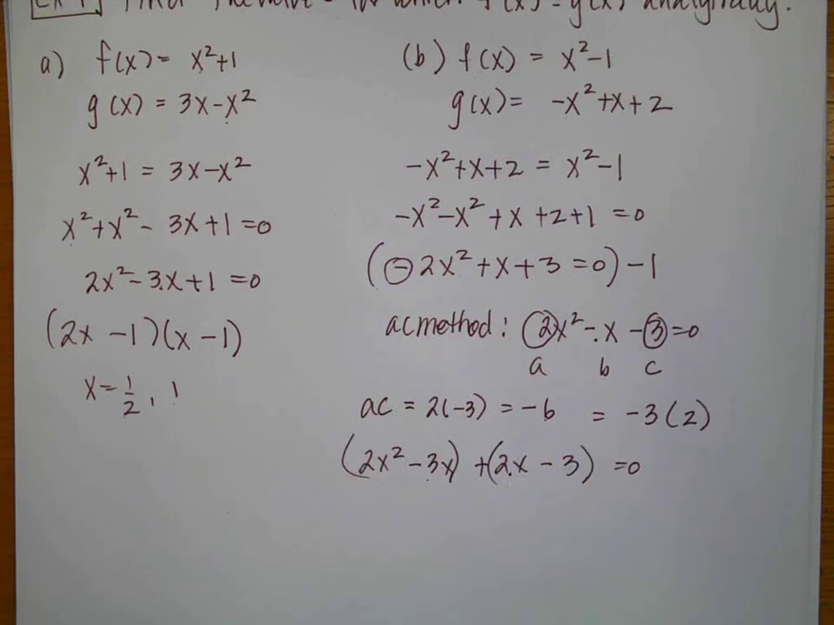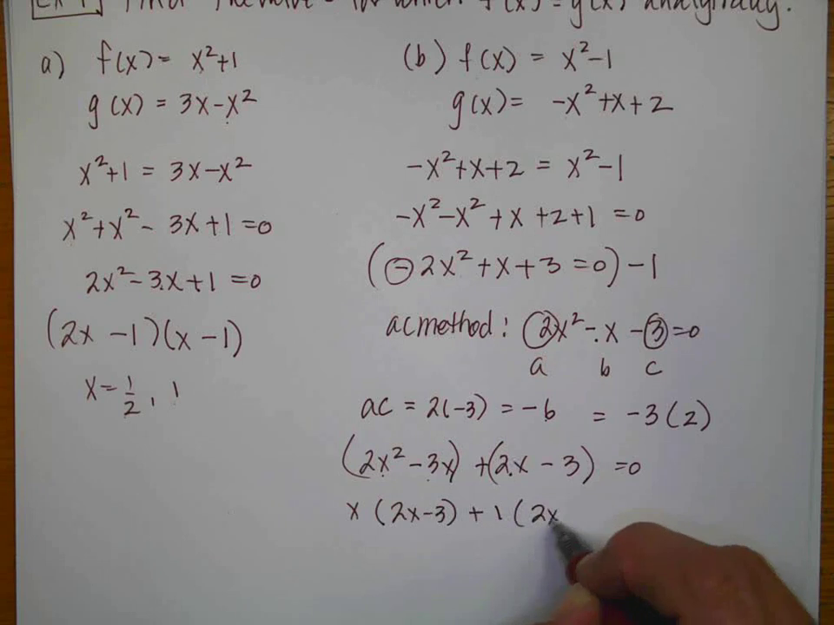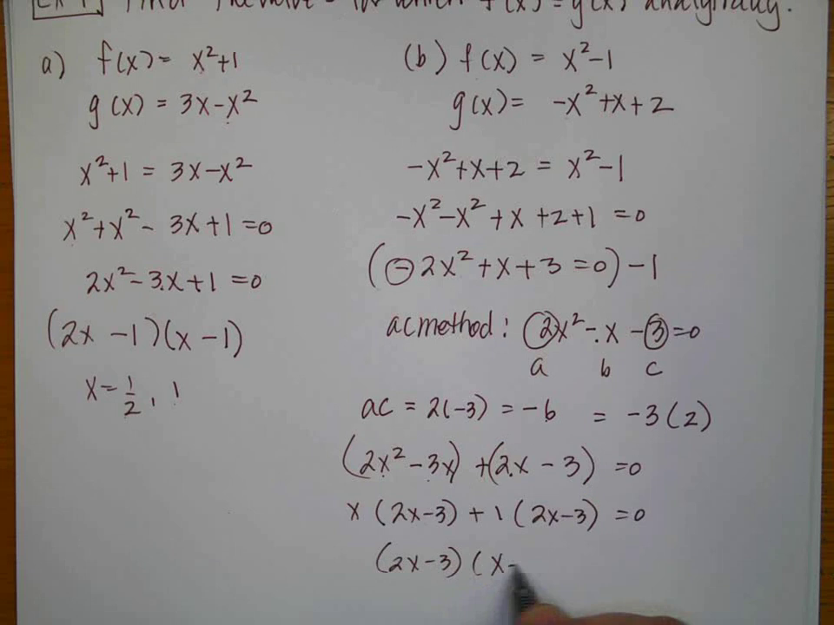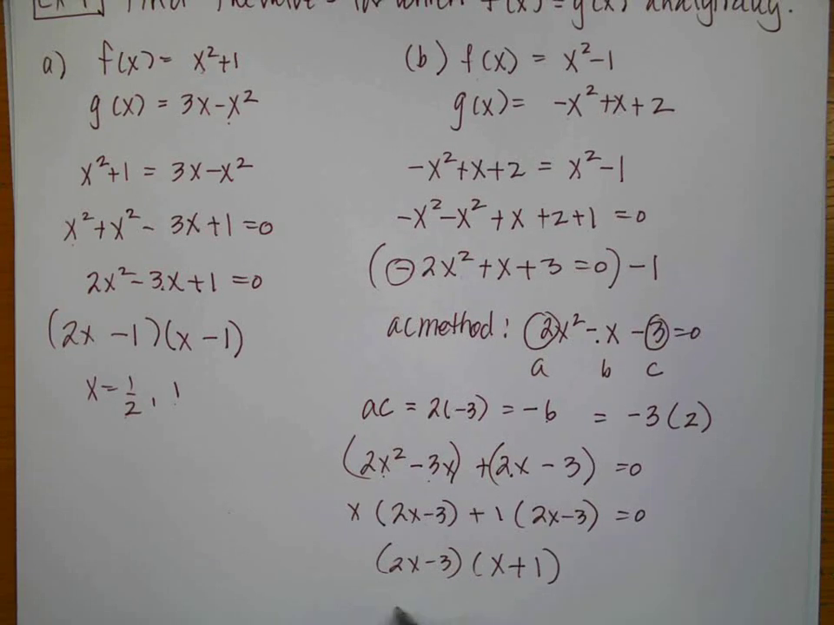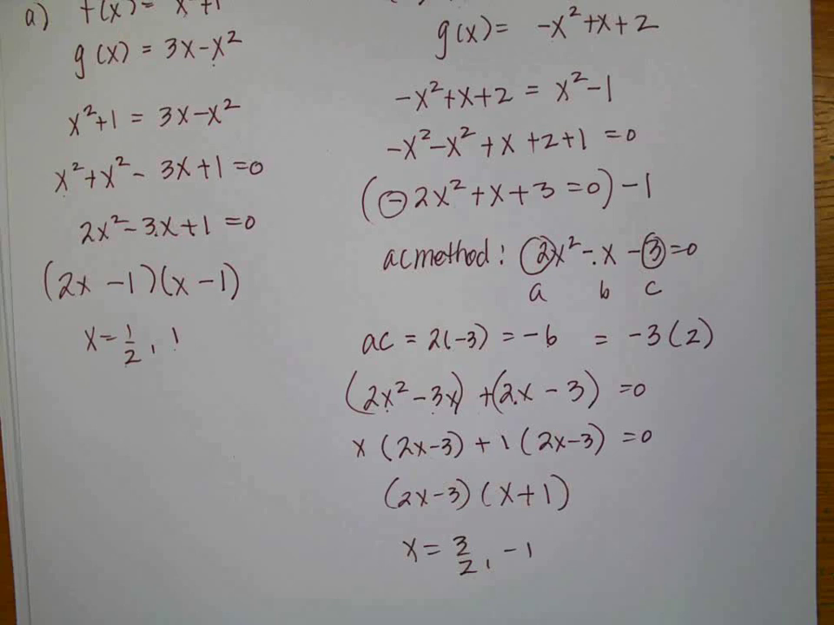And then I'm going to factor by grouping. So these two guys play together, and these two guys play together. These two have an x in common, and I get 2x minus 3. This has a 1 in common, and I get 2x minus 3. When you're doing grouping, these two have to be the same, so now I'm going to factor them out, 2x minus 3, and I'm left with an x plus 1. And so x is equal to 3 halves and a negative 1. All right, so those are the two values of x for which f and g are equal.